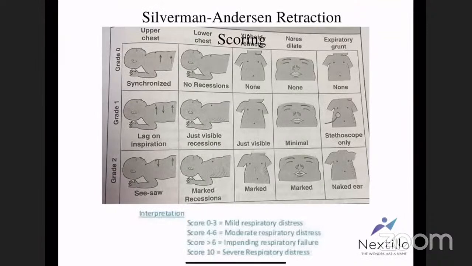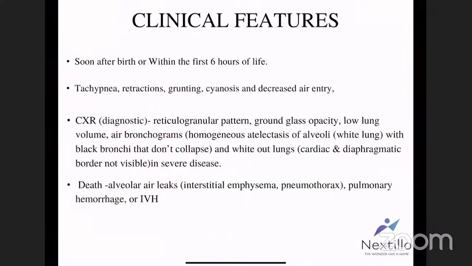What will be the interpretation? Score 0 to 3 will be mild respiratory distress. Score 4 to 6, there will be moderate respiratory distress. If the score is more than 6, it is an impending respiratory failure. And if the score is 10, there is severe respiratory distress. So this is about the Silverman-Andersen retraction scoring.